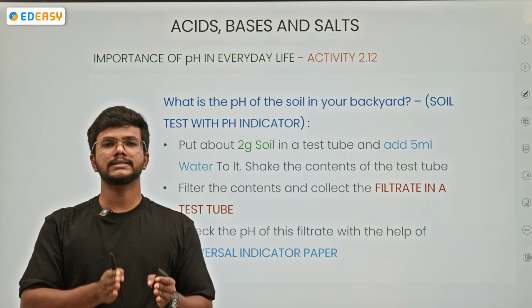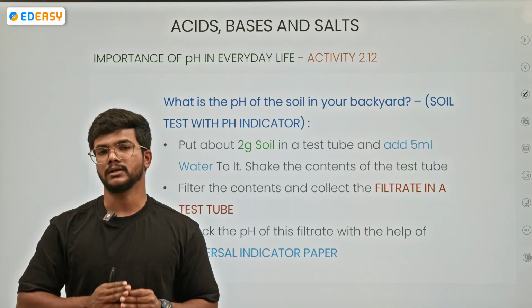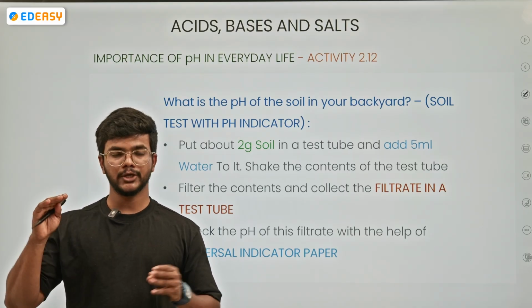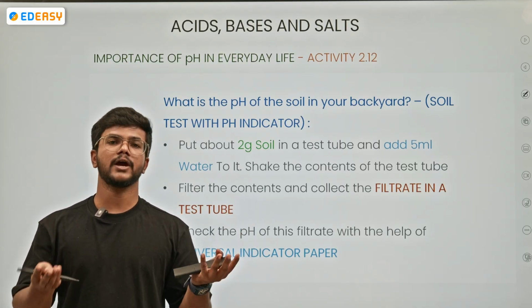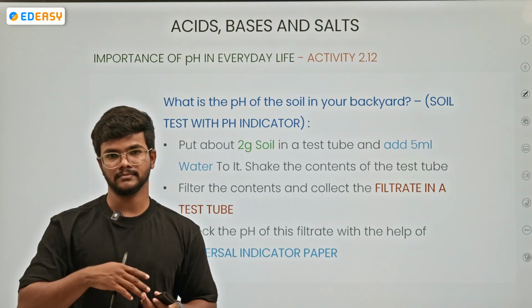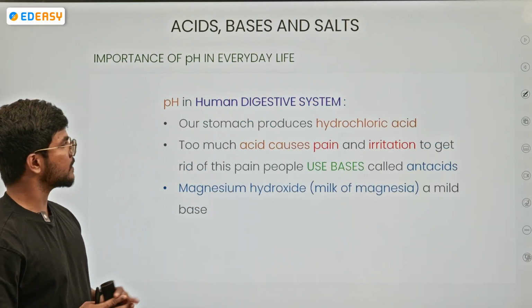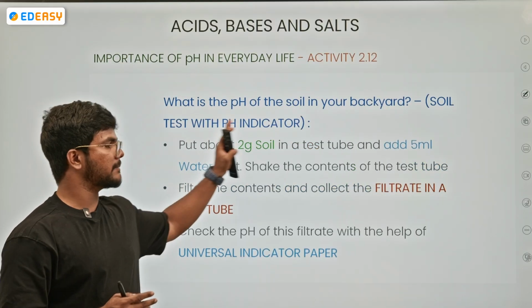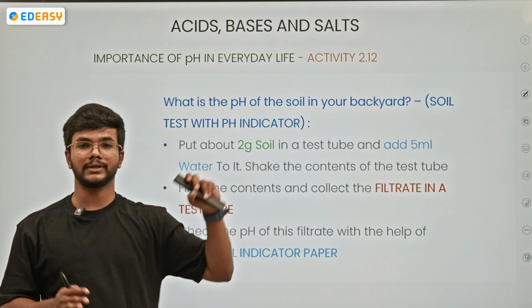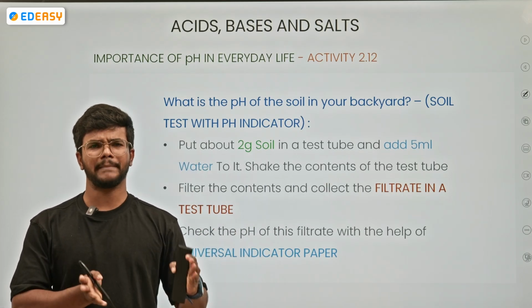So always the soil should be neutral. If it is acidic, you have to add base. If it is basic, you have to add acid. Okay, so here also always remember, plants grow in a neutral state, mostly in the neutral state or basic in nature.